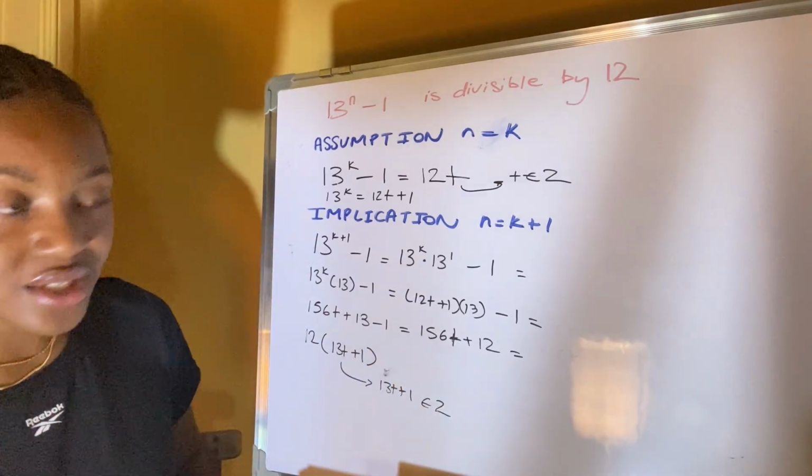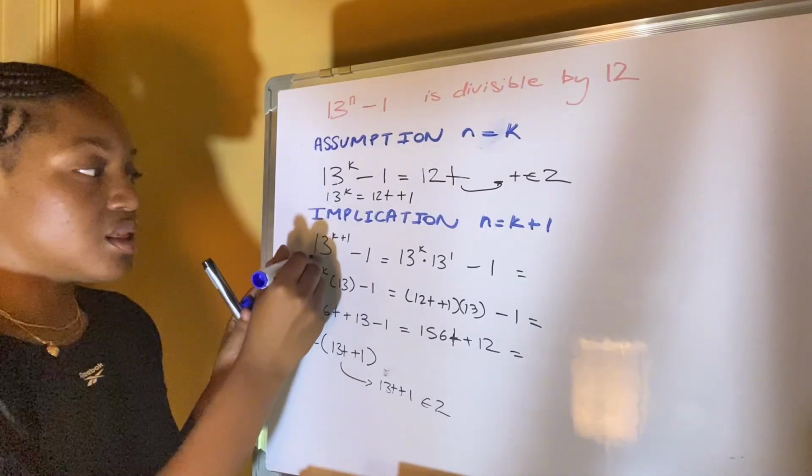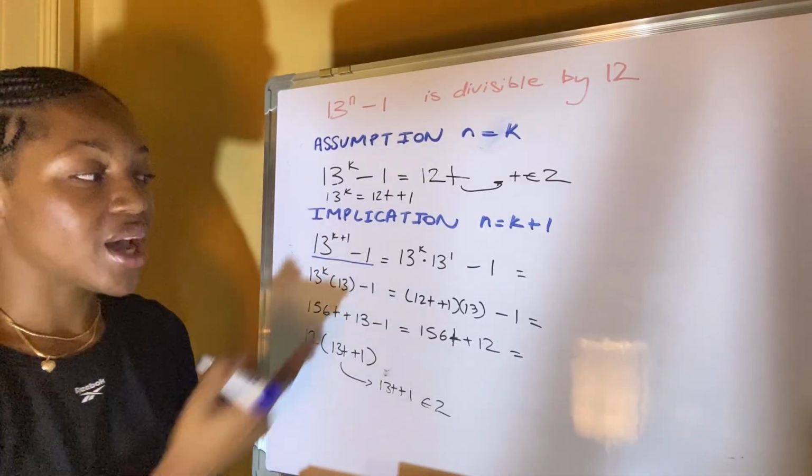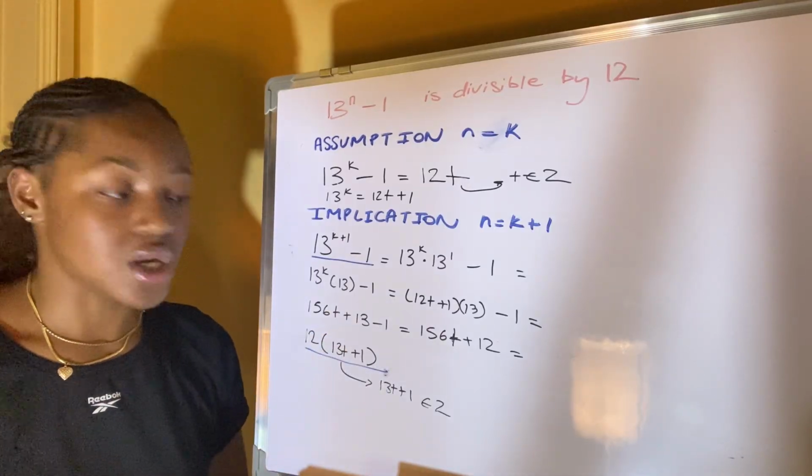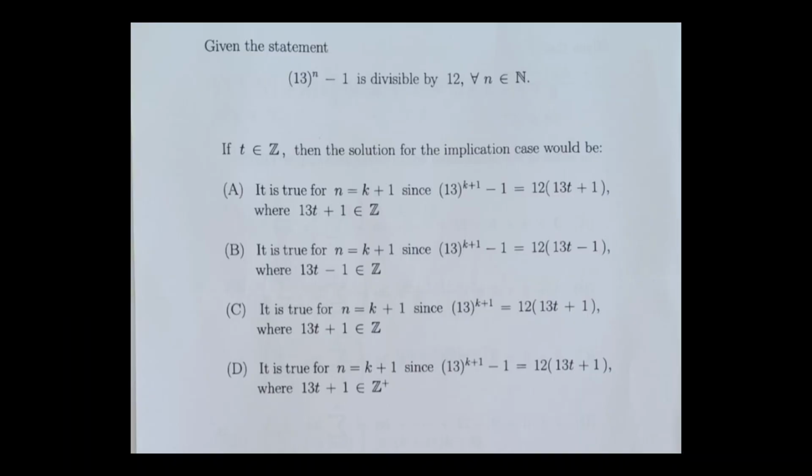So because of that, we'd simply have that 13 to the k plus 1 minus 1 is equal to 12 times 13t plus 1. And what option gives us that? Option A. So that would be our answer.